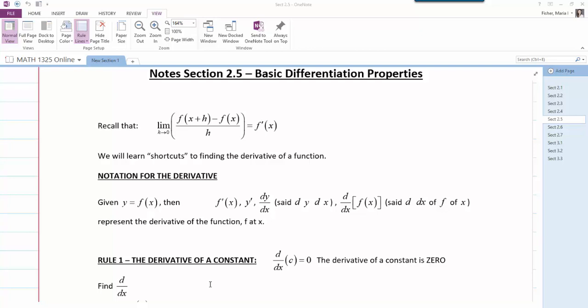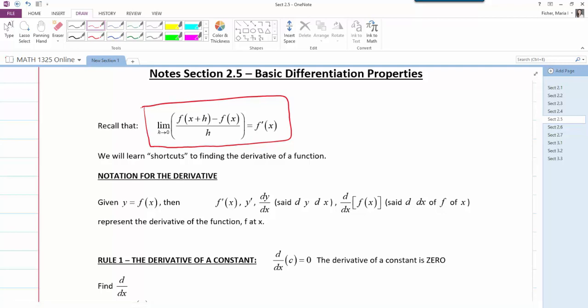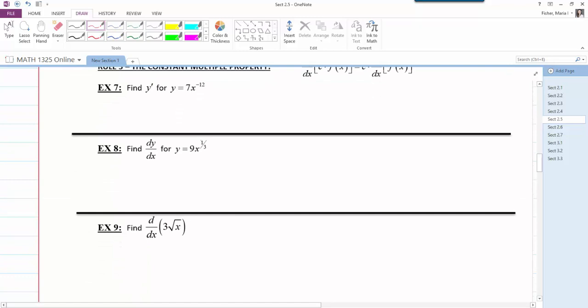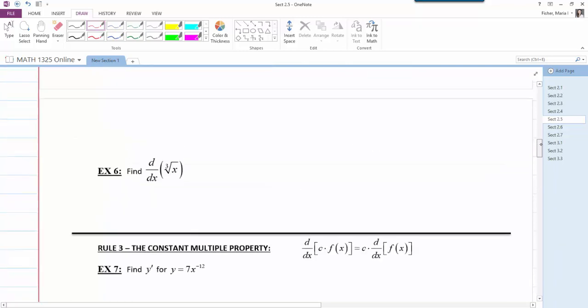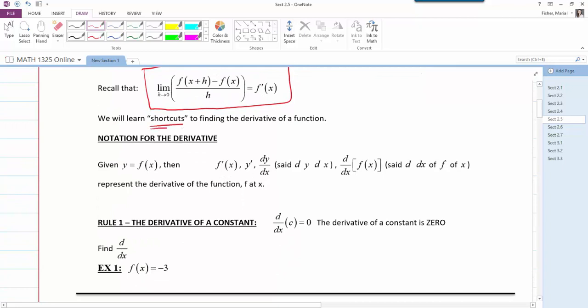In section 2.4, we learned that we could find the derivative f prime of x by taking the limit as h approaches 0 of that difference quotient. Well, that takes a long time. It's a four-step process, and we only did polynomials. But could you imagine having to do that on anything where you have a square root or a negative exponent? It would get a little tricky. So what we're going to do today is learn shortcuts to finding derivatives.